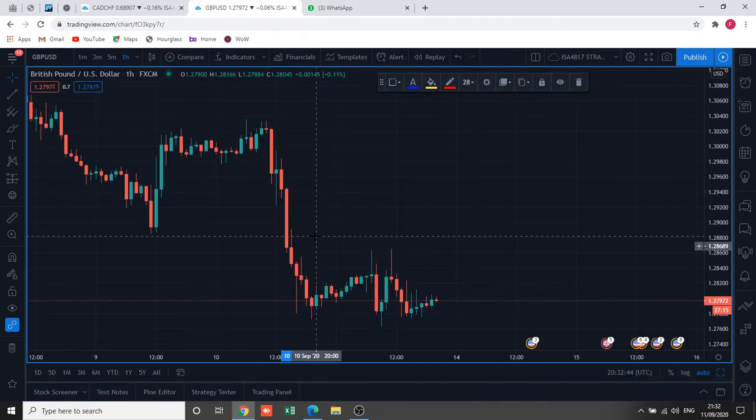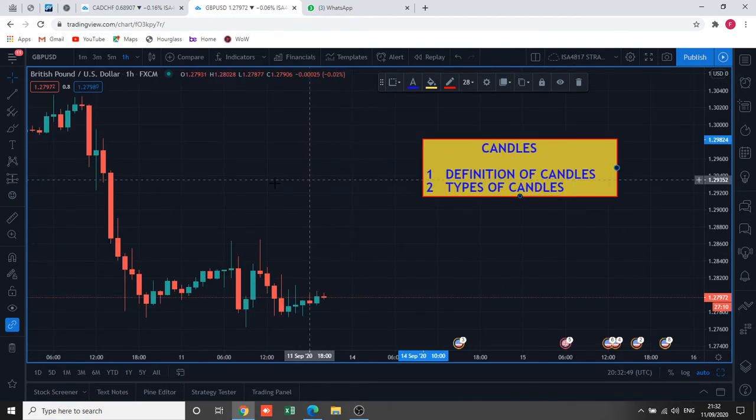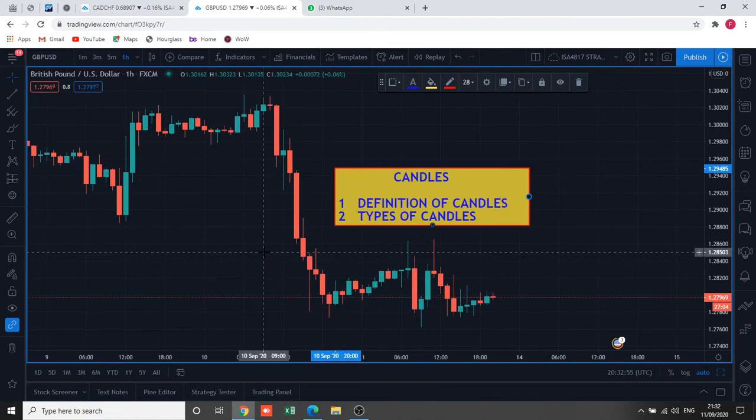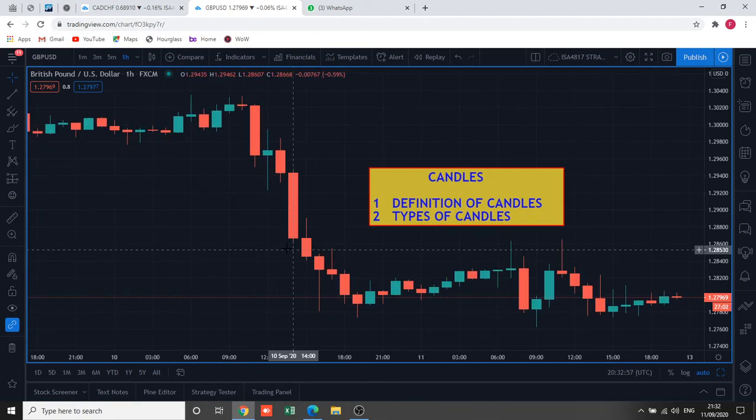I'm trying to zoom in so we can see it better. Beautiful. Let me bring this here. All right, so each of these candles captures data for what, like this candle. If you look down here, just watch down here. This candle tells us what happened on the 10th of September from 14, which is 2 o'clock, to 2:59.